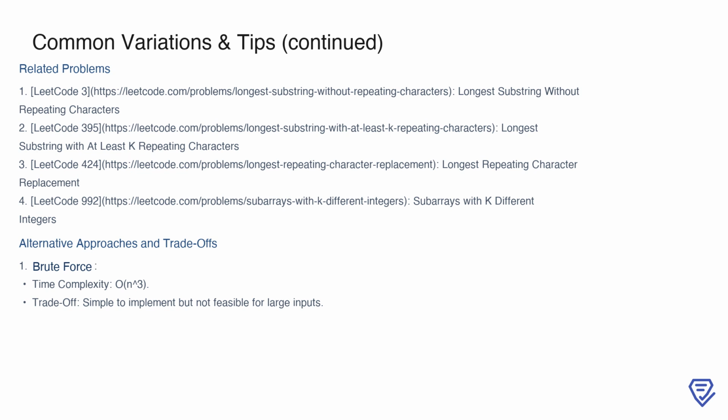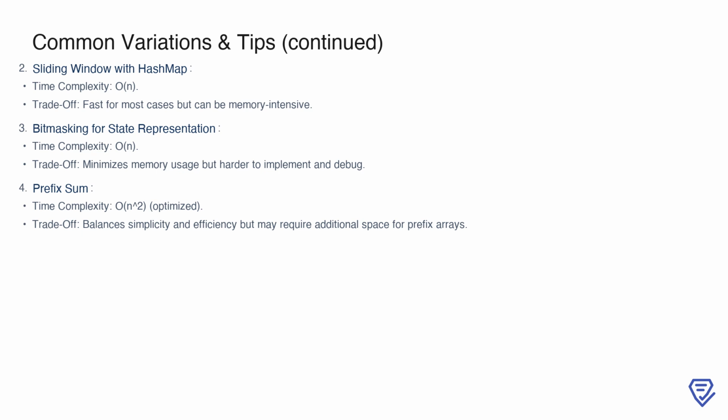When considering alternative approaches, brute force is the simplest to implement but comes with a time complexity of n cubed. While it may work for small inputs, it's not suitable for larger constraints. Each of these problems and methods builds on the same foundational ideas but applies them in slightly different ways, helping you deepen your understanding of substring manipulations. For a more efficient solution, sliding window combined with a hash map is a popular technique. It achieves a time complexity of n by dynamically adjusting the window and reusing computations.